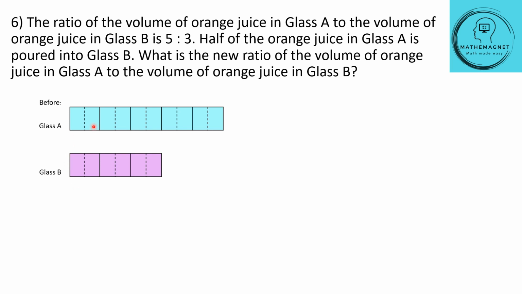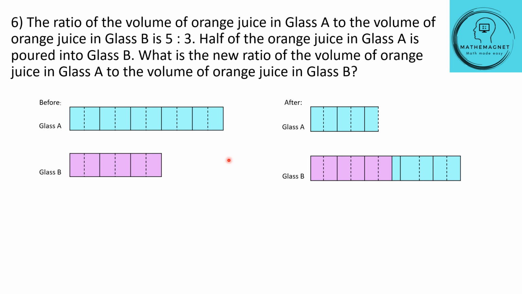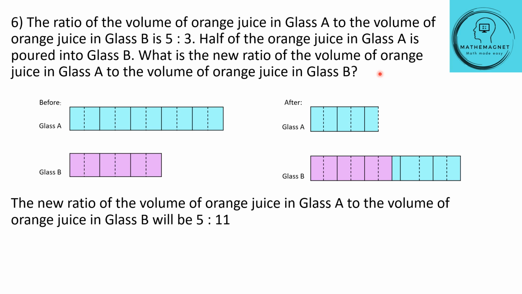Now from this I will be removing half of glass A, which means out of 10 units, half means 5 units of glass A moves to glass B. So the after model will look like this. So glass A's half has moved to glass B. So now you see there is 5 is to 11. So the new ratio will be 5:11.